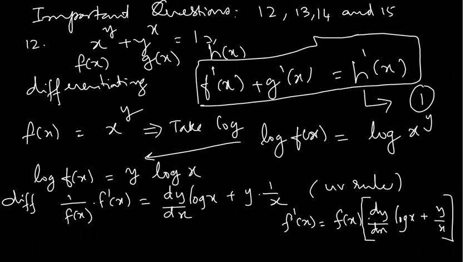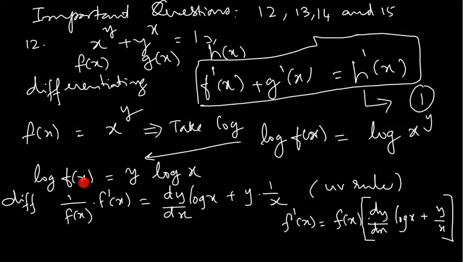So we have to substitute into this equation 1. We are taking f of x equal to x to the power of y. Taking logarithm, we get log f of x equal to log x to the power of y. Then log f of x equal to y log x. This y will come into the front. That's why this is y log x.